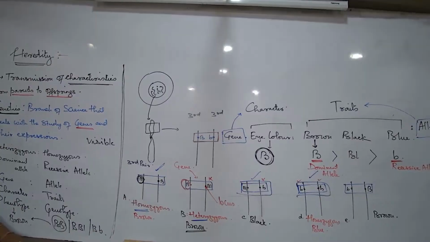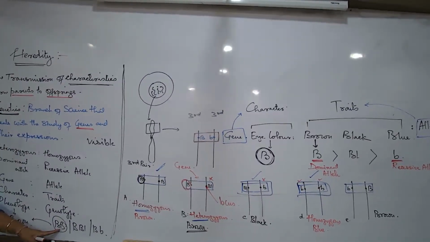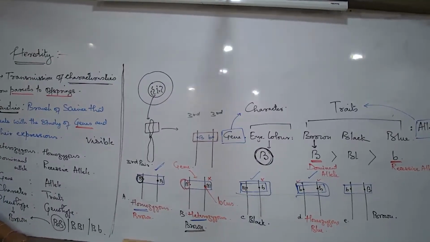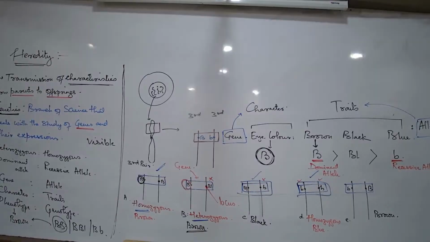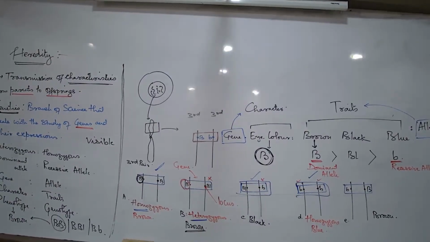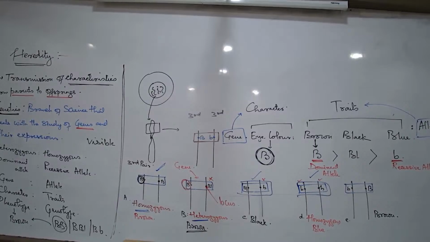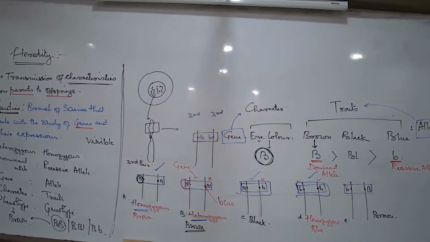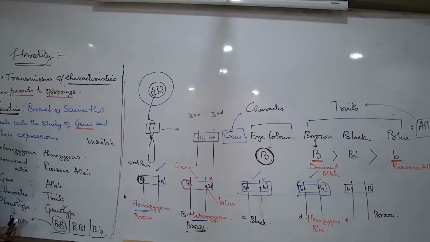The other side, genotype. The pair of alleles. Write it down: genotype. Check the spellings. Genotype is the pair of alleles for a gene. So this is one genotype, this is one genotype, this is one genotype.